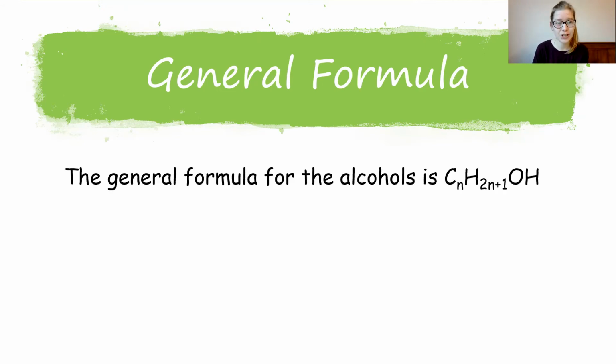General formula. So the formula that we came up with before, we had CH3OH, C2H5OH, C3H7OH, C4H9OH. And what was happening was the number of hydrogens was double the number of carbons plus 1 each time. So that's what the general formula is, CnH2n plus 1 OH. The general formula helps us because it means however many carbons we know we've got, we can always work out how many hydrogens we would have.